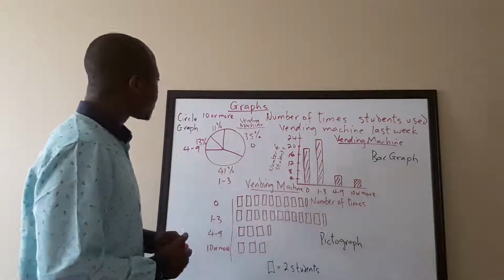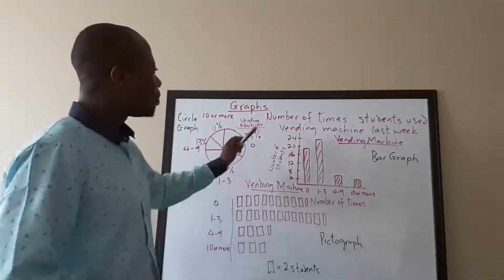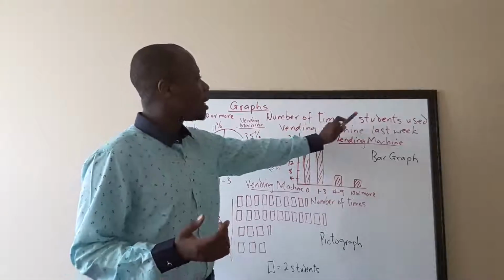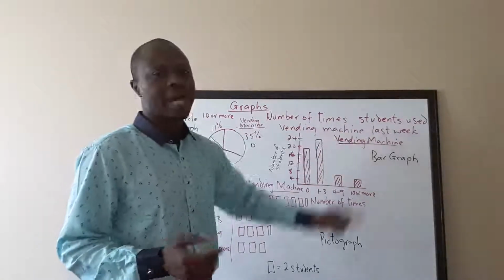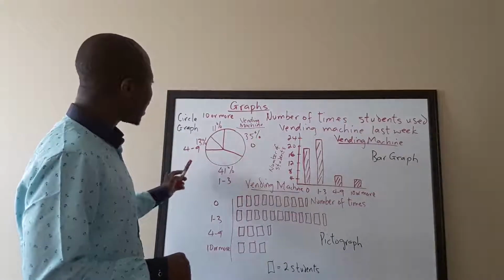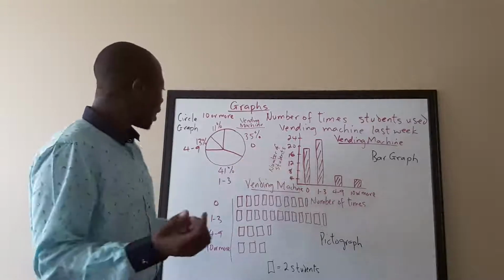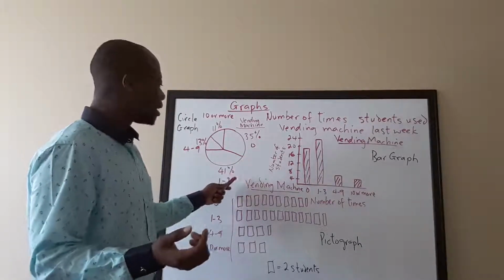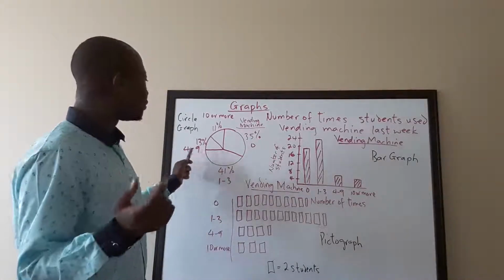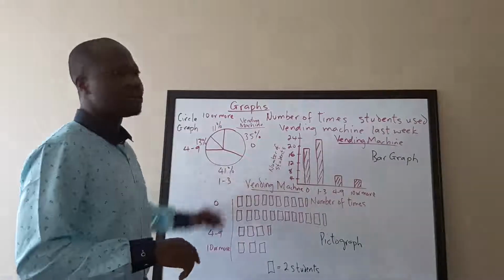Let's start here. We're representing the same data on all 3 graphs. We're looking at a particular school, and the number of times that students used the vending machine last week in that school. From this representation, we're saying that 35% of the students did not use the vending machine. 41% used it 1 to 3 times last week. 13% used it 4 to 9 times last week. And 11% used it 10 or more times last week.